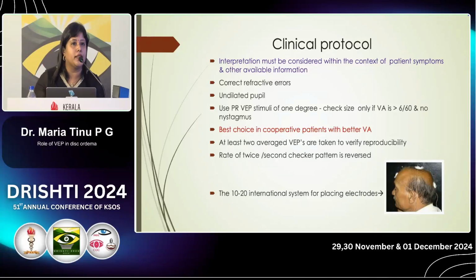So first you should correct the refractive error. You should not dilate the pupil. Use a pattern reversal VEP stimulus of 1 degree check size if the visual acuity is better than 6/60 and there is no nystagmus. So it's the best choice in cooperative patients with a better visual acuity. You should take at least 2 averaged VEPs to verify the reproducibility, the pattern reversal is twice per second, and we follow the 10-20 international system for placing the electrodes.